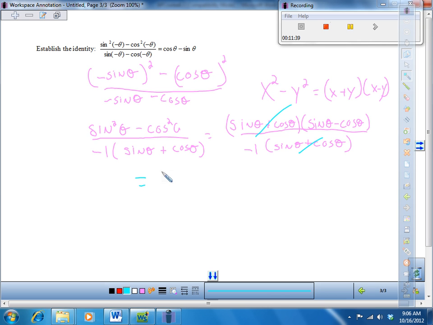So let me just go one step at a time, okay? So now I have sine theta minus cosine theta divided by negative 1. And if I divide this by negative 1 and this by negative 1, I get that's equal to cosine theta minus sine theta. And then I'm done because that's what I'm trying to show, that it's equal to cosine theta minus sine theta.